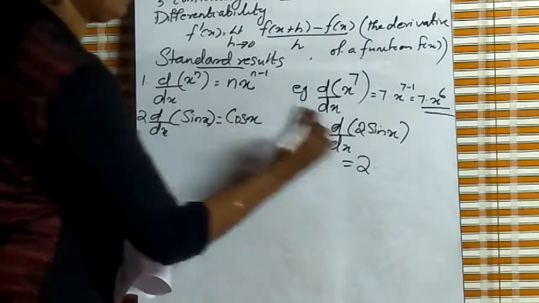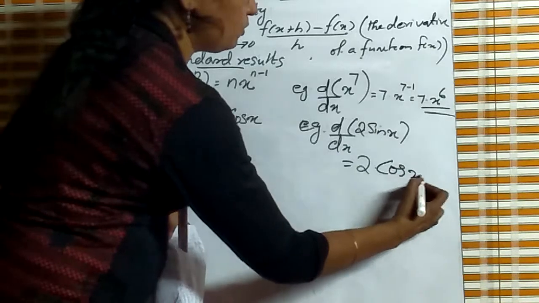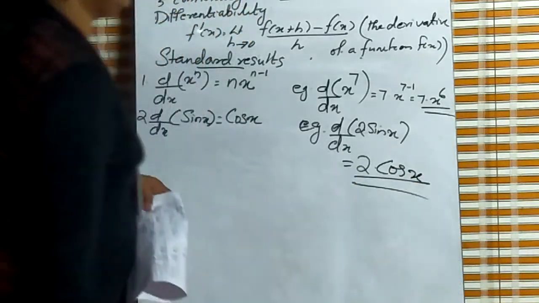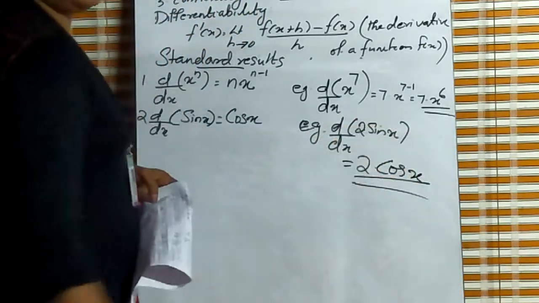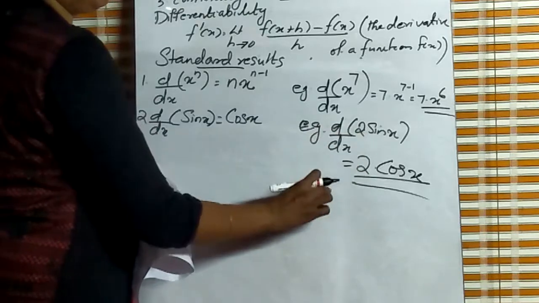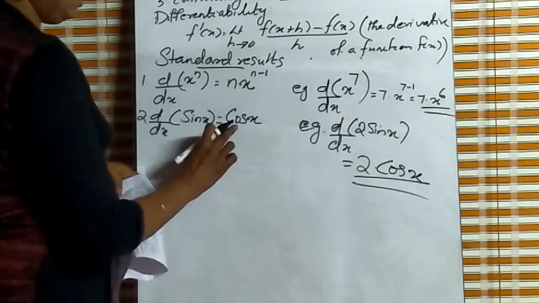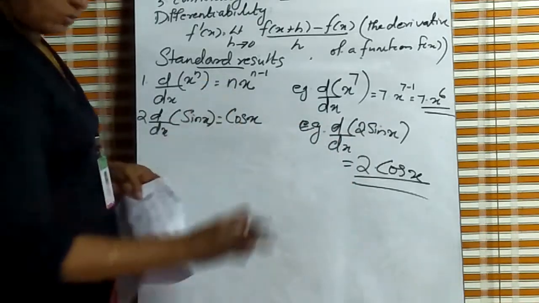Derivative of sin x is cos x. So 2 into cos x. This is the derivative of 2 sin x. The constant 2 we take outside, then the derivative of sin x from the standard result is cos x.